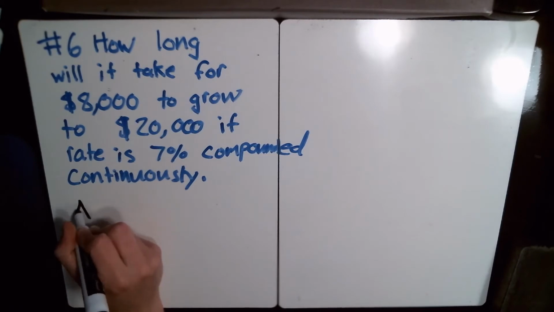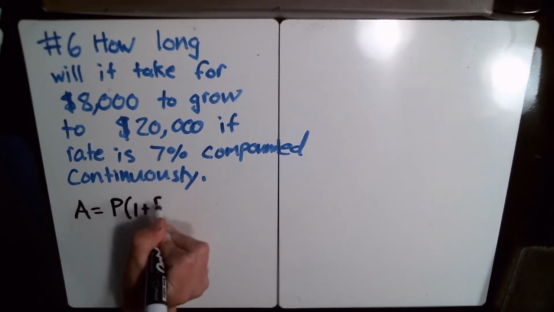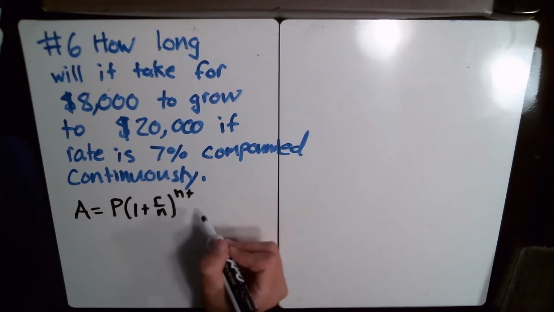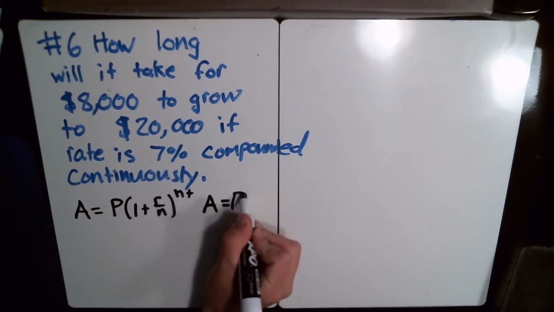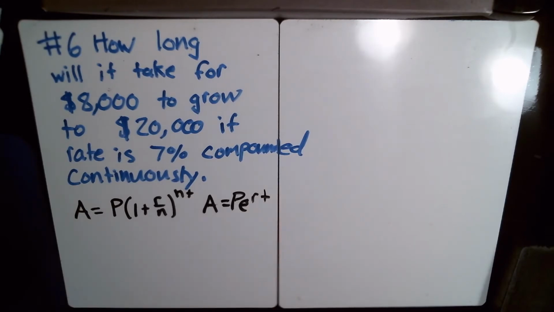You've got A equals P times 1 plus r over n to the nt. And then you've got A equals Pe^(rt). Okay. And these two formulas, it will always give you them if you need them. But you do need to know how to use them and which one to use in which situation.